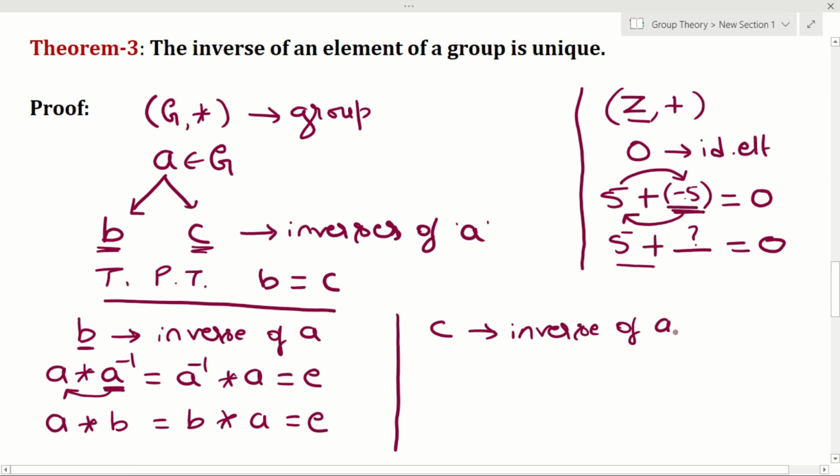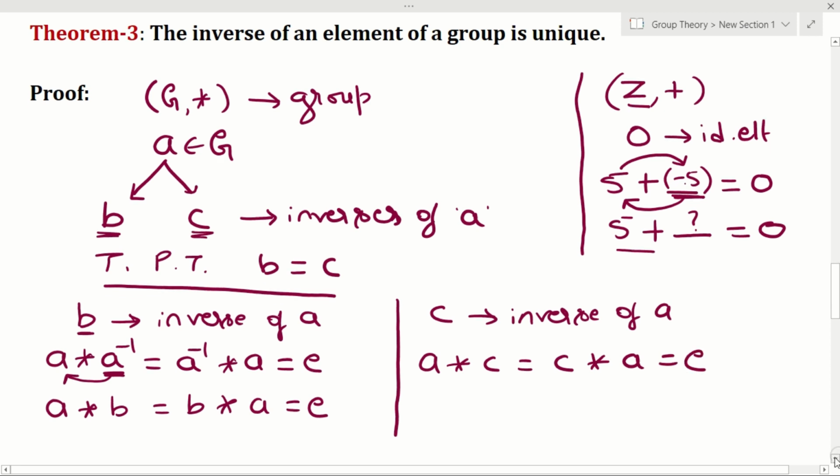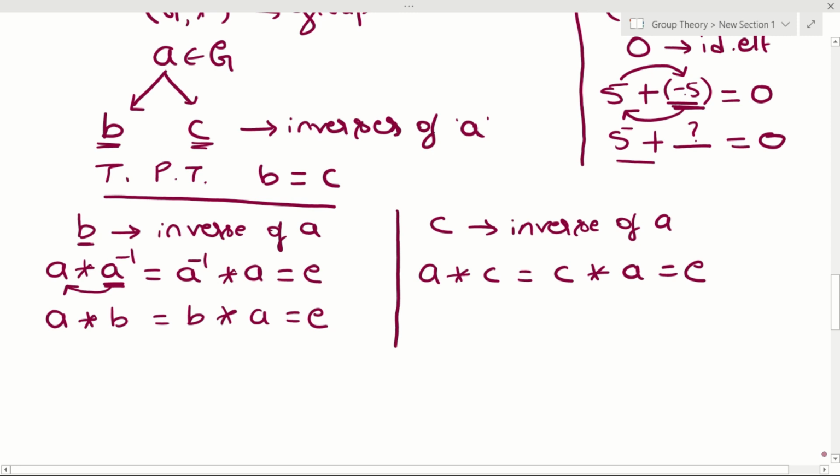Inverse of A. Again, according to inverse law, we can write A star C is equal to C star A is equal to E. Okay, from these two equations, observe carefully. I write this as equation 1, this as equation 2. What's the right hand side of these two equations? E. Therefore, right hand sides are equal. Therefore, left hand sides must be equal.